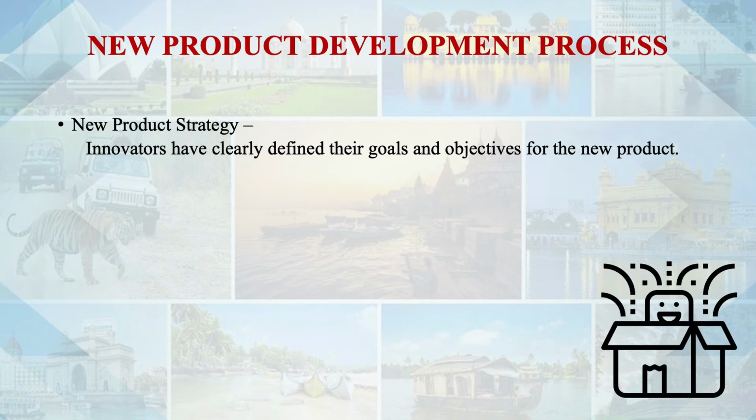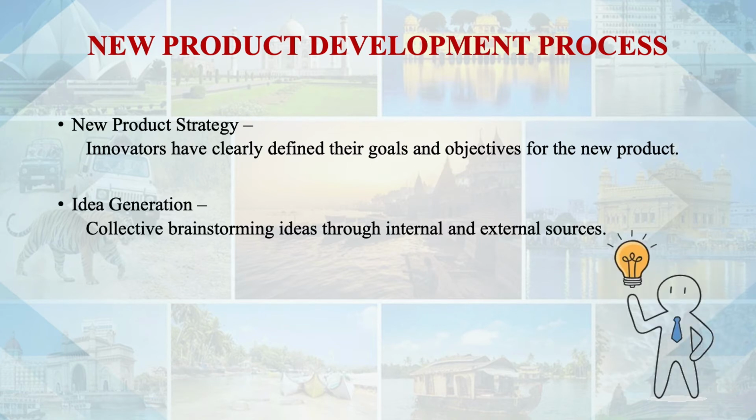Innovators have clearly defined their goals and objectives for a new product. And this can be done in phases, where in the first phase is idea generation. That means collective brainstorming about the ideas through internal and external sources. We need to have the idea. We need to have something which can be conceived.